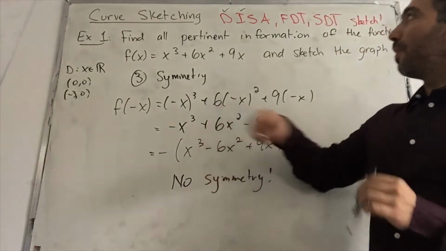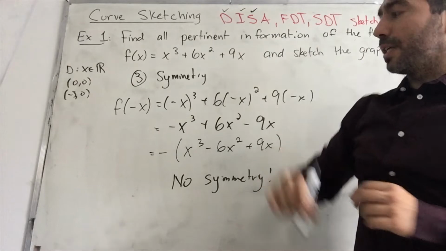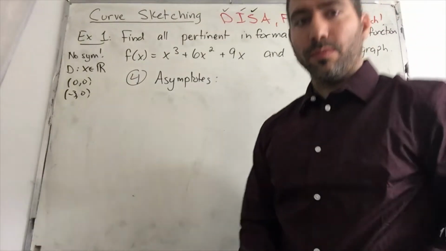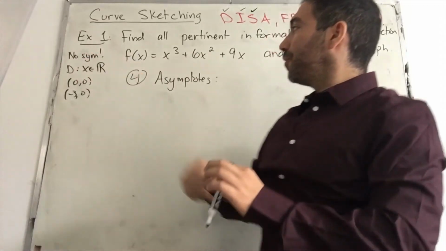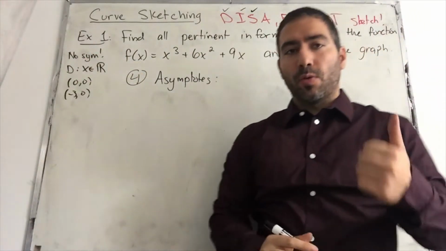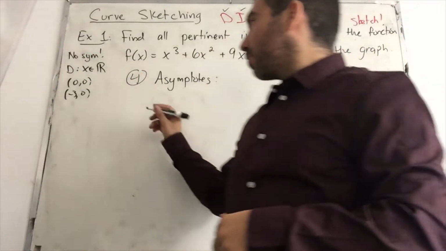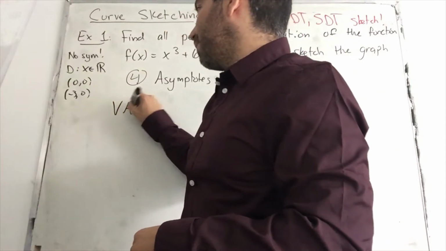So let's move on to asymptotes. Let's look if there are any horizontal and vertical asymptotes. So here we have our asymptotes. I wrote down null symmetry. So asymptotes, horizontal, vertical asymptotes. Let's start off with vertical asymptotes, which I abbreviate VA.